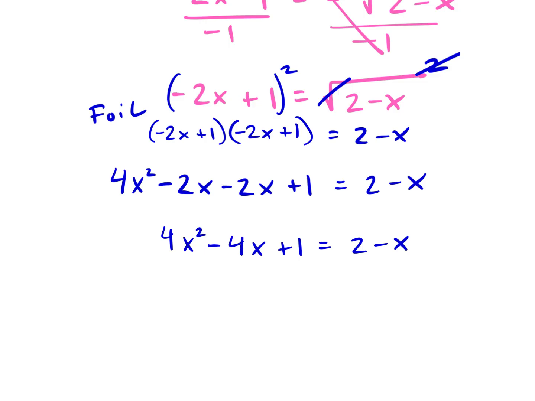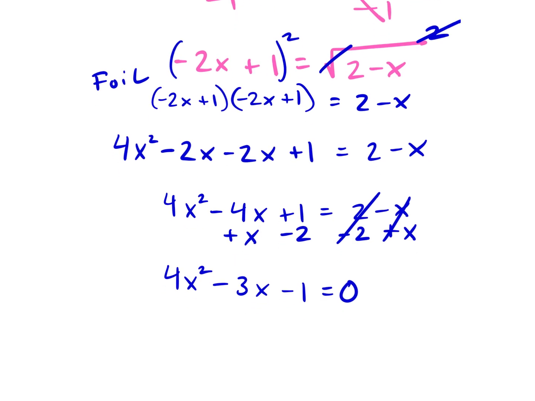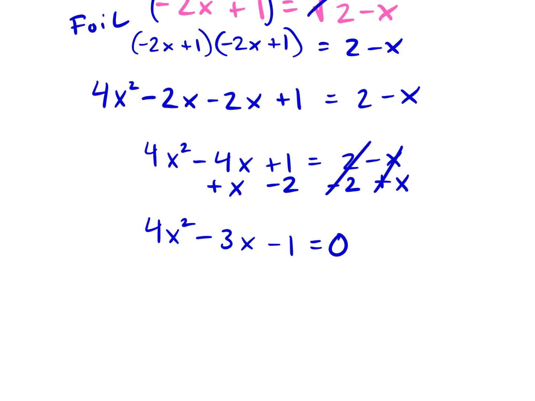We still have like terms to combine, so I'm going to subtract 2 and add x to move it to the other side. So we get 4x squared minus 3x minus 1 equals 0. How would we solve here? Quadratic formula will work, but let's see if it factors first. Because if it factors, then it'll save us all the time of doing the quadratic formula.